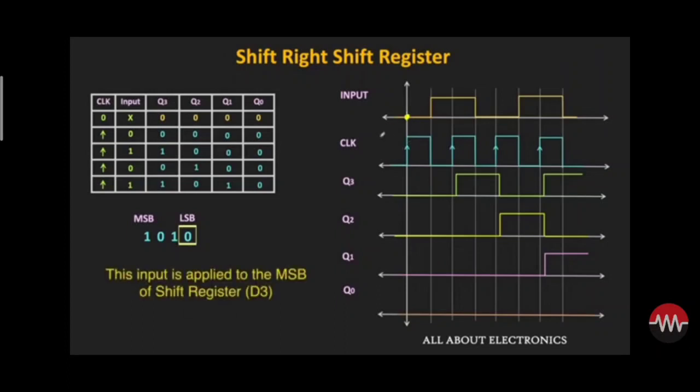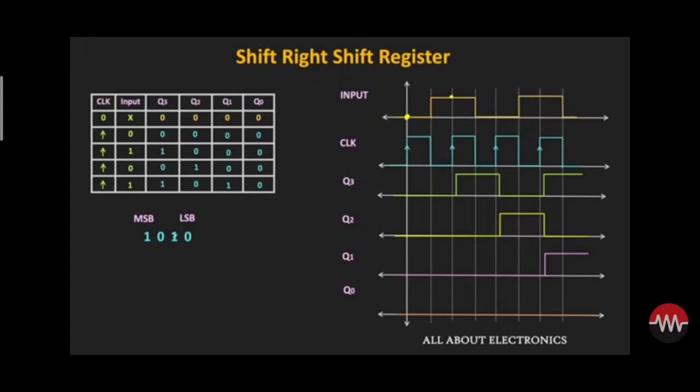and this input is applied to the MSB. That means at the first clock edge, the output of this Q3 will remain 0. Similarly, at the next clock edge, the input to the D3 is equal to 1. Therefore, its output will become 1. But as you know, the flip-flop will take certain time to respond to the present input. That means the output Q3 will change only after the propagation delay of the flip-flop.